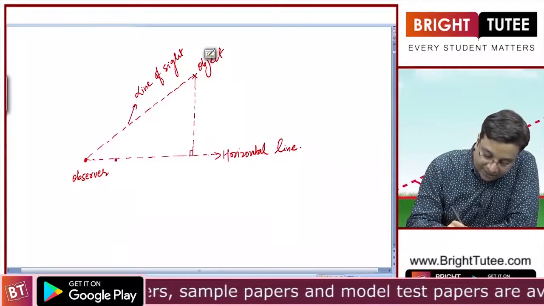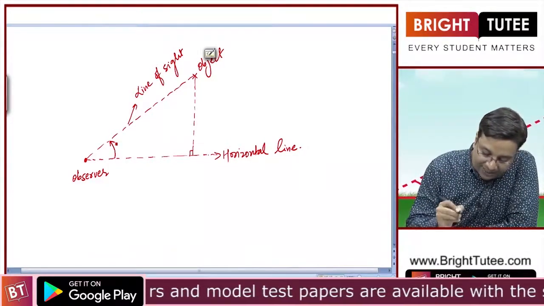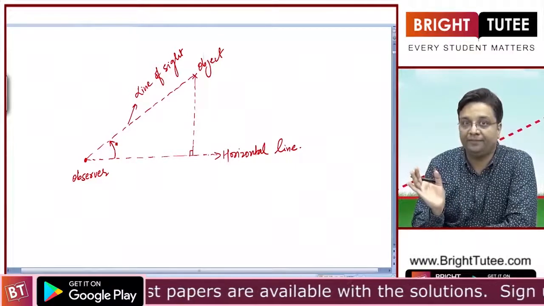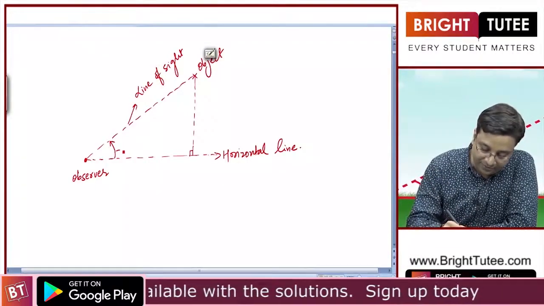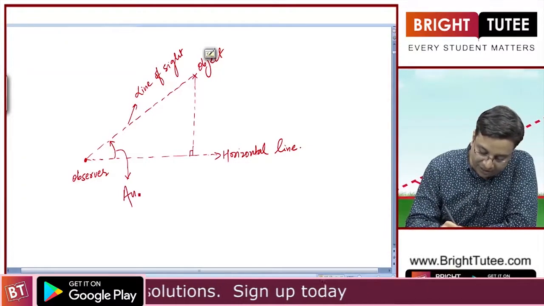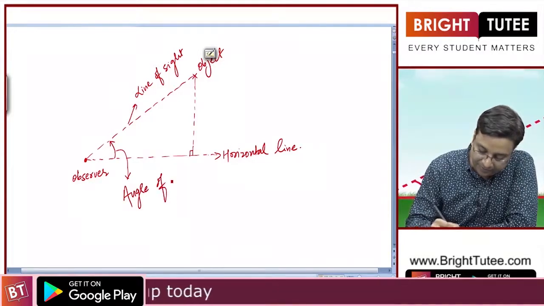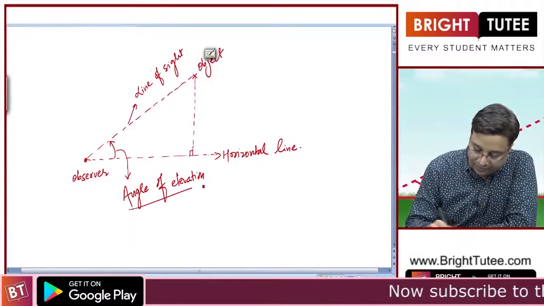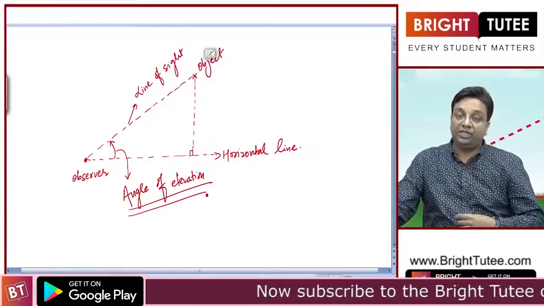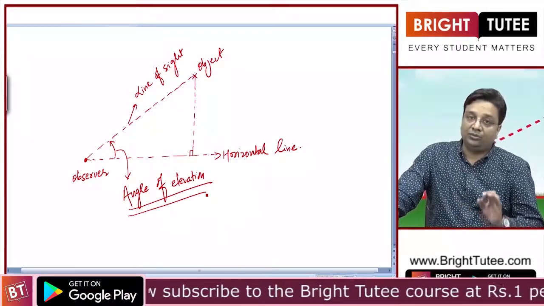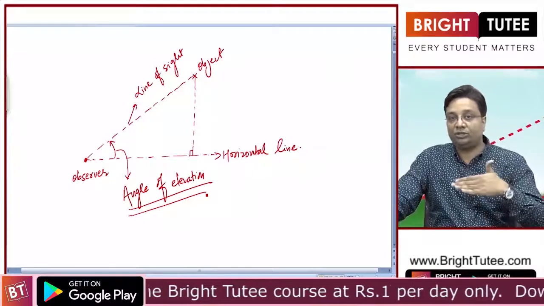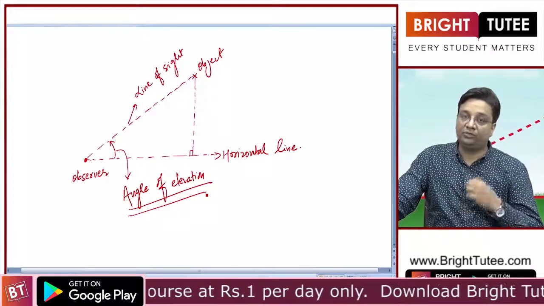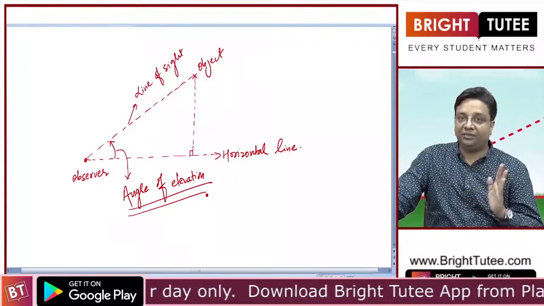And this angle here that is made with the horizontal line is known as angle of elevation. You need to take care that you make every angle with the horizontal line, and don't confuse it with any vertical line.